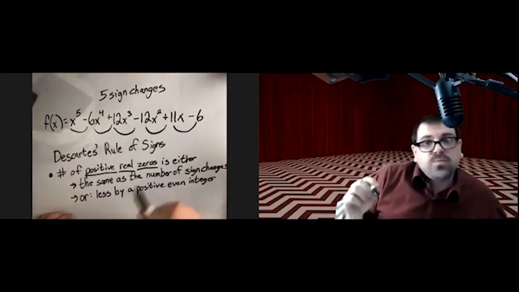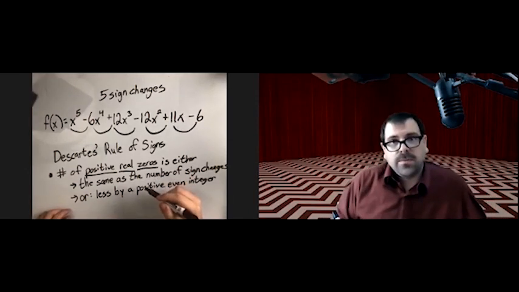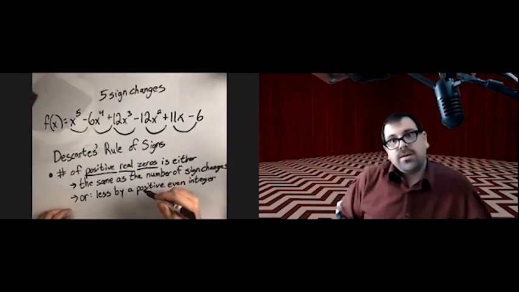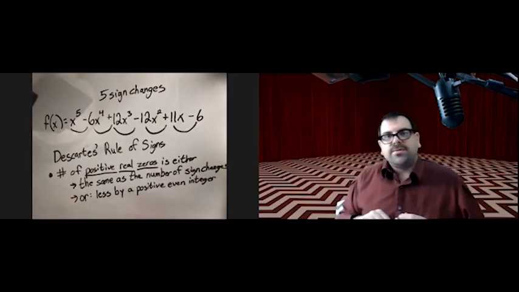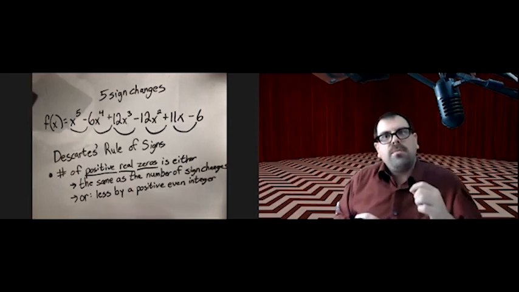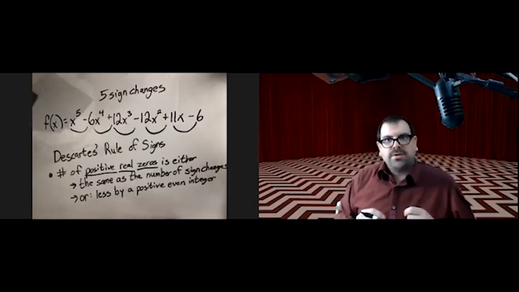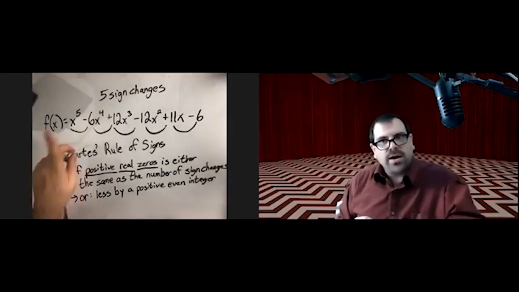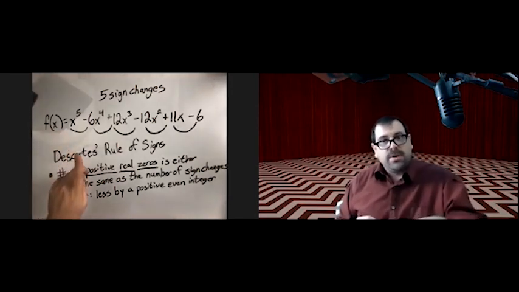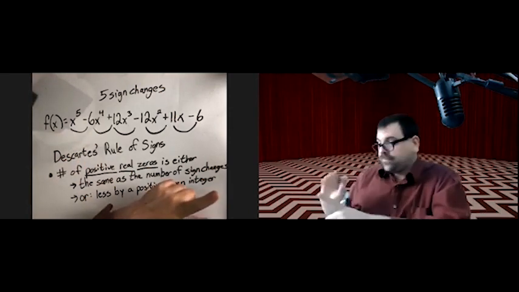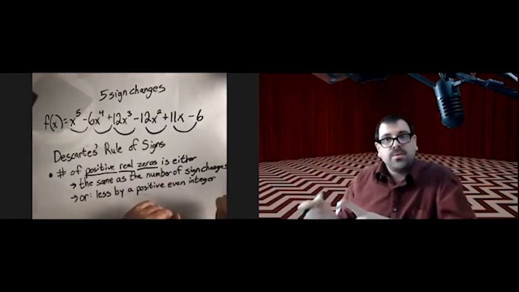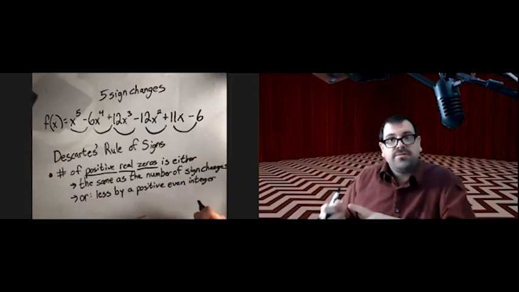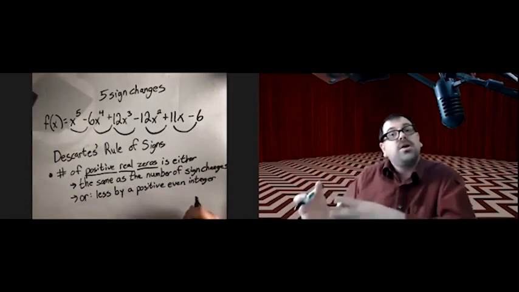Because if it's not a real zero, then it's a complex zero. It's got i in it. And what do we know about complex zeros? They always come in pairs. So we can't just have one complex zero, because if we have one, it comes with its conjugate. It comes with its freebie, its other pair, the other part of the pair, its partner.